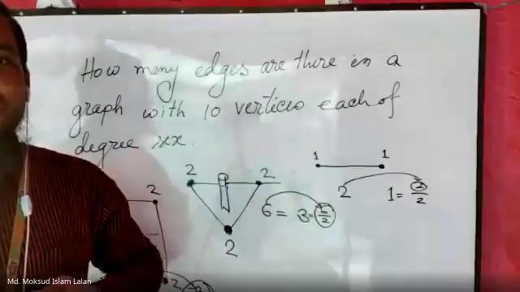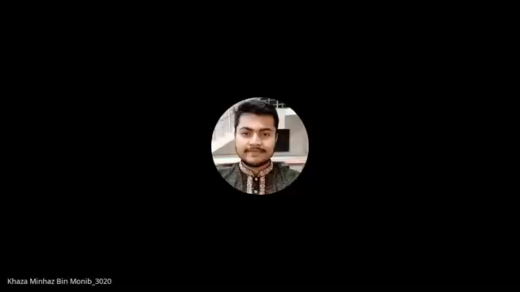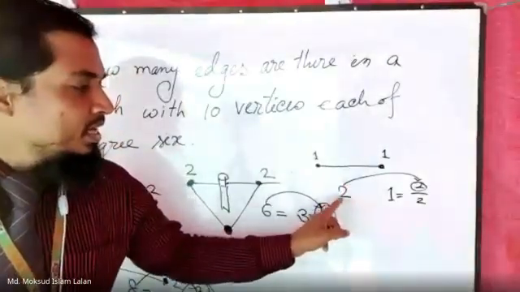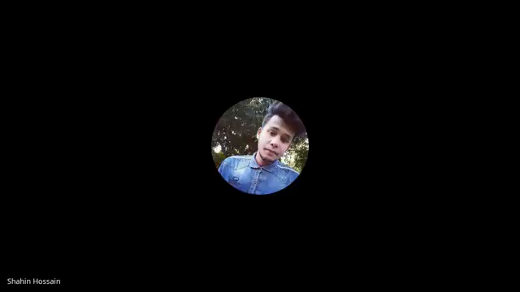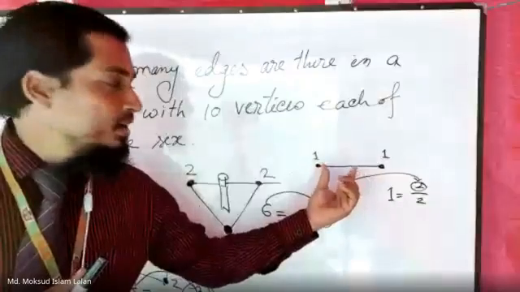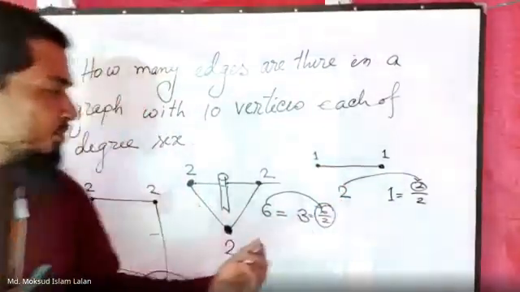Vertex divided by 2. Oh, sorry. No, degree divided by 2. So what is 2? This is the degree of 2 vertex. So the summation, the degree summation of 2 vertex, is 2.